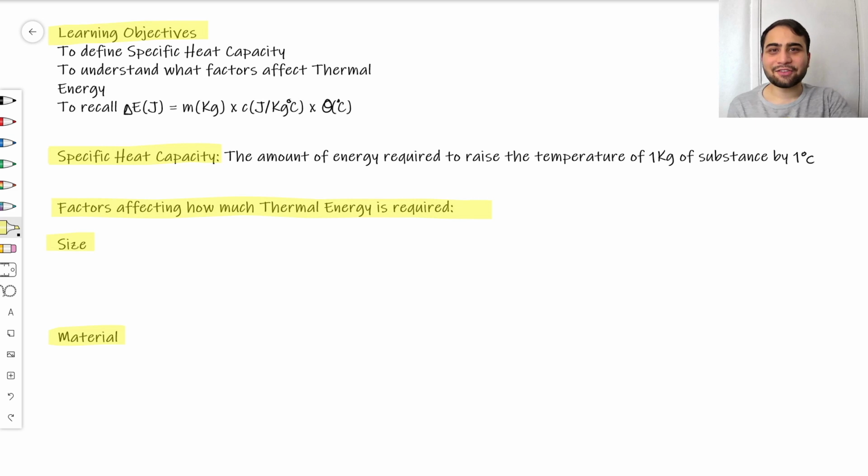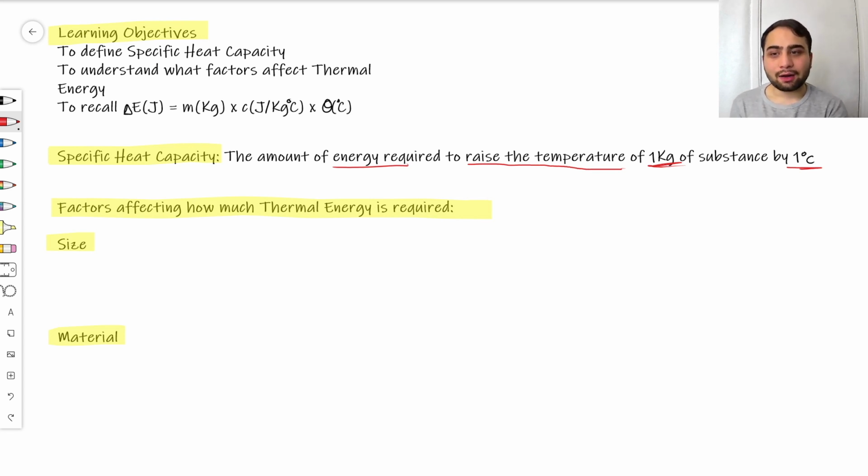Okay, so now let's have a look at what specific heat capacity actually is. Specific heat capacity can just be defined simply as the amount of energy required to raise the temperature of 1 kilogram of substance by 1 degree Celsius. Now, these two ones are very important because they give you the idea that it's energy we're talking about. So 1 kilogram of substance by 1 degree Celsius is a very important piece of information that you always need to remember to include in the definition, otherwise you don't get the mark.